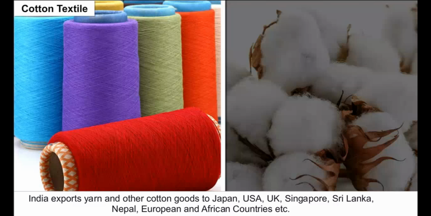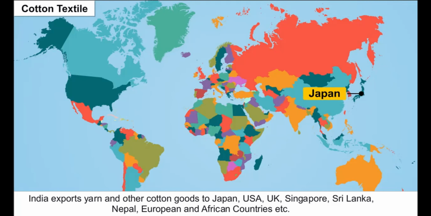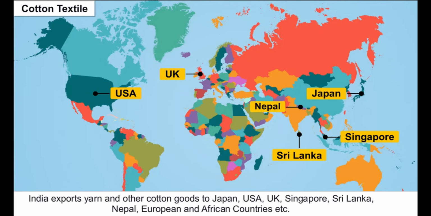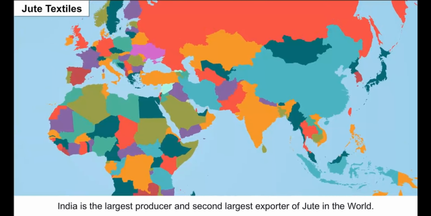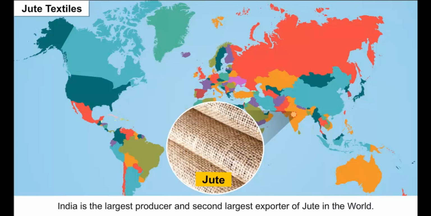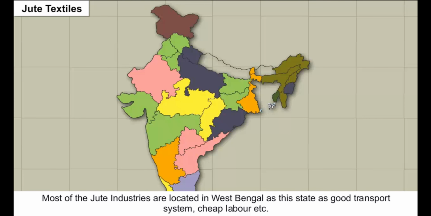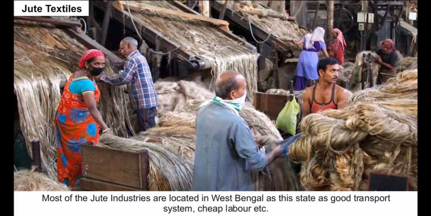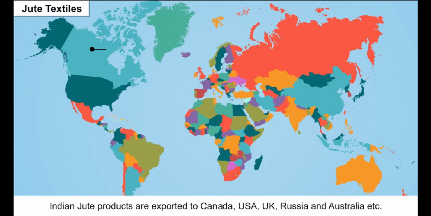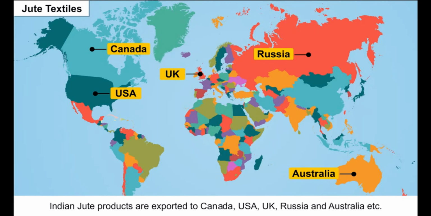India exports yarn and other cotton goods to Japan, USA, UK, Singapore, Sri Lanka, Nepal, European and African countries, etc. Jute textiles. India is the largest producer and second largest exporter of jute in the world. Most of the jute industries are located in West Bengal, as this state has a good transport system, cheap labor, etc. Indian jute products are exported to Canada, USA, UK, Russia, and Australia, etc.